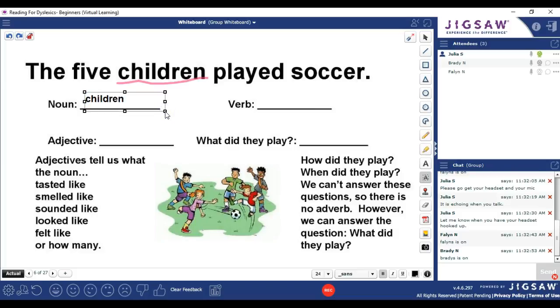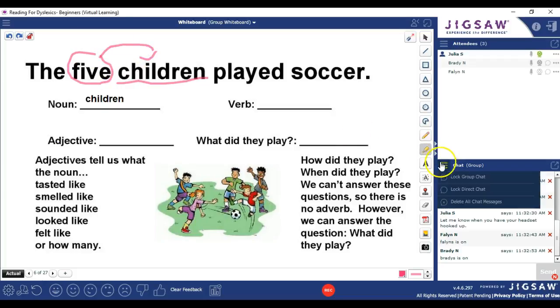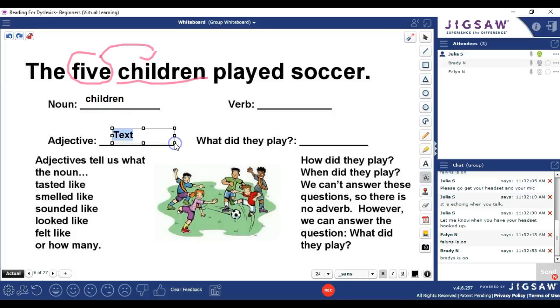Okay? Now let's look at the word 5. Adjectives can tell us what a noun tastes, smells, sounds, looks like and feels like, but it also can tell us how many there are. So 5 is our adjective, okay? It's telling us not only is this about children, it's about 5 children. So 5 is our adjective.